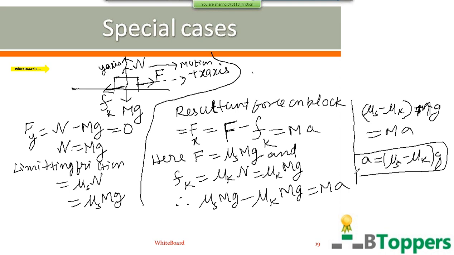So the conclusion is that if the horizontal force applied to the block, when it is initially at rest on the rough horizontal floor, is just sufficient to start the block moving, and if the same force is maintained even after the motion begins, then the magnitude of acceleration of the block is given by A equal to (mu s minus mu k) into g. I would like to show you the conclusion on the screen.